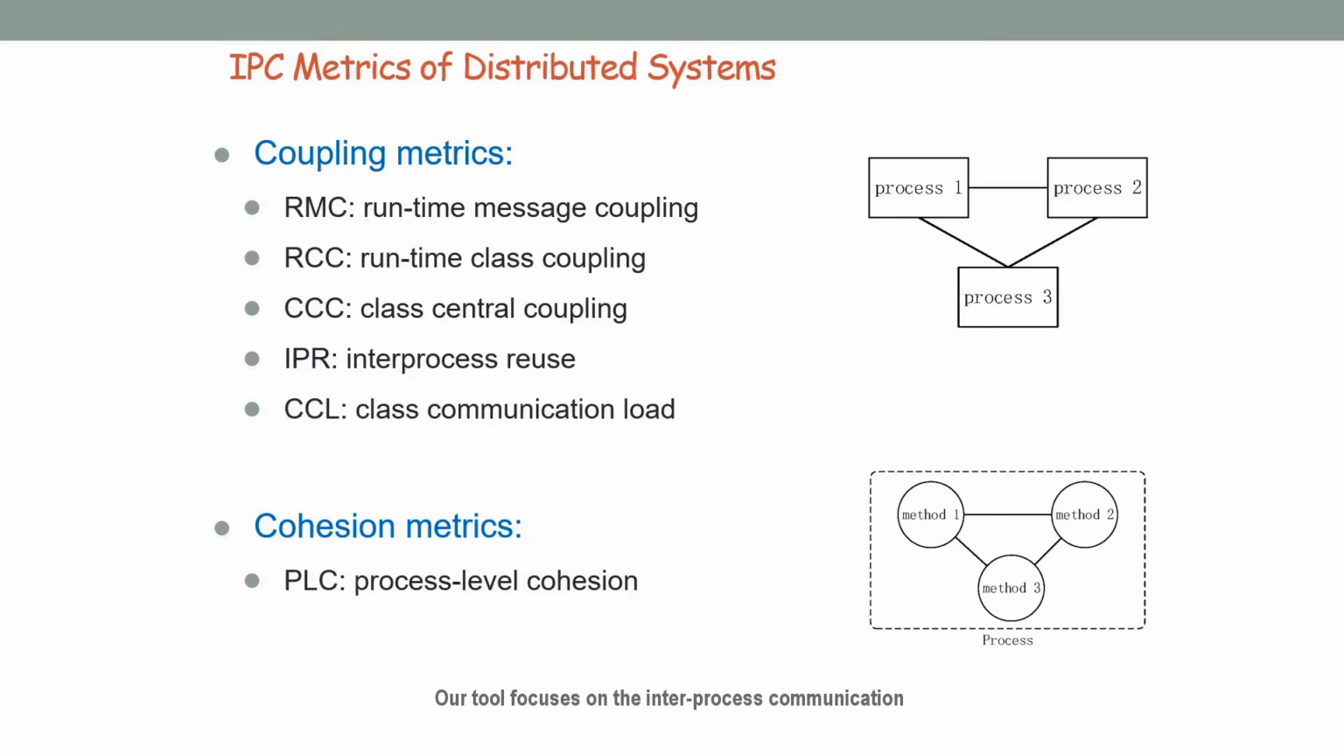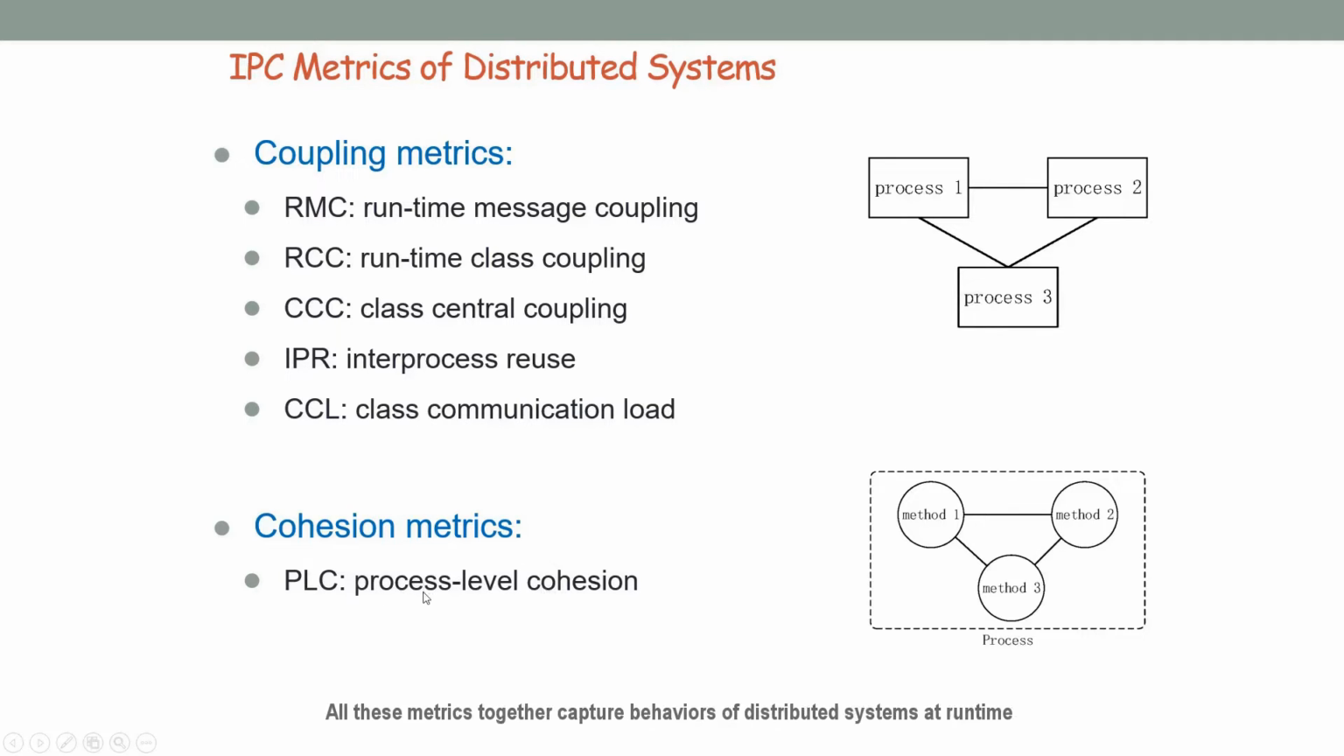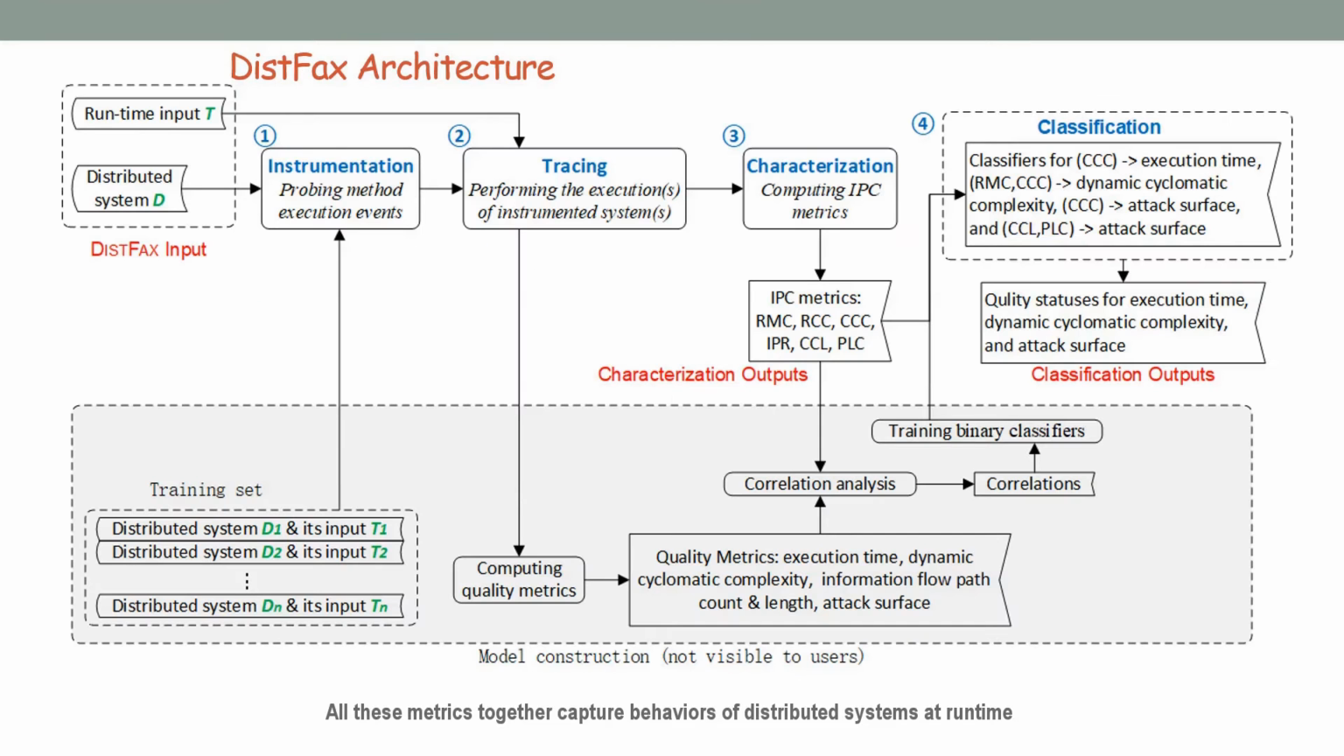Our tool focuses on the interprocess communications, IPC, an important aspect of distributed systems for systematically understanding behaviors and quality of the systems. Our tool computes two kinds of IPC metrics. The coupling metrics measure the runtime message coupling, runtime class coupling, class central coupling, interprocess reuse, and class communication load. The cohesion metric measures the process level cohesion. All these metrics together capture behaviors of distributed systems at runtime.